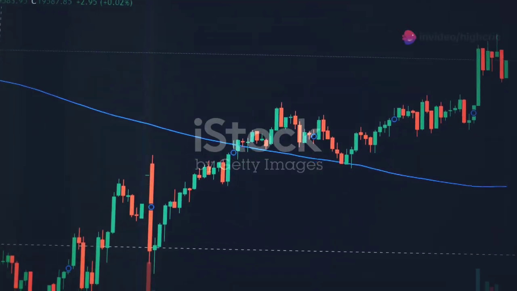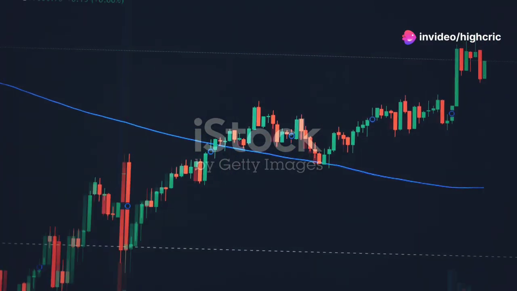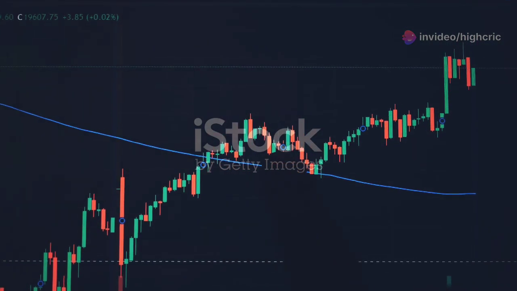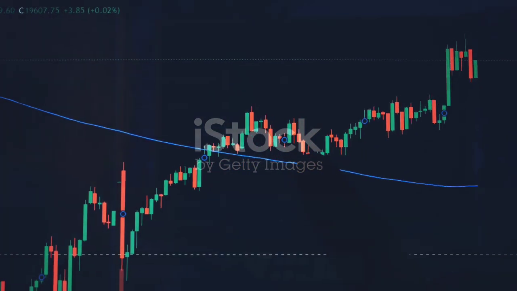The shooting star candlestick pattern is a bearish reversal pattern that appears at the top of an uptrend. It signals a potential reversal of the trend and a possible start of a downtrend.